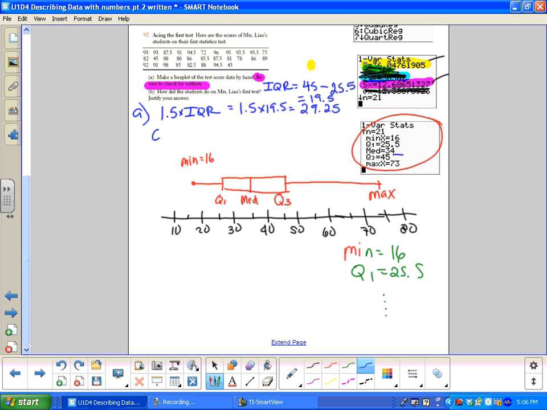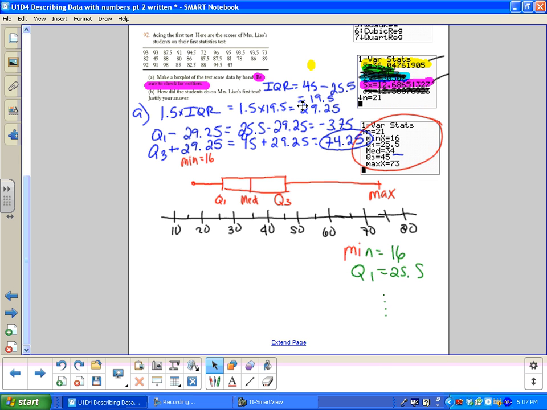Okay, so now we're going to do Q1 minus 29.25. Q1 is 25.5. And so that's going to be something that's negative, so it's not going to matter. Negative 3.75. And then let's check and see if we have it on the upper end. So Q3 plus 29.25, my 1.5 times my IQR, is going to be 45 plus 29.25, which is going to be 74.25. So it's not an outlier. It was really close, but that 73 is not quite an outlier.